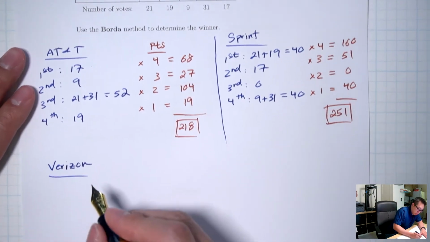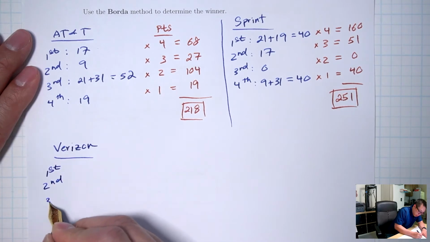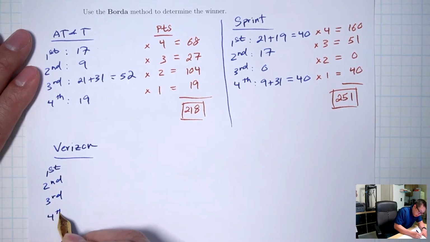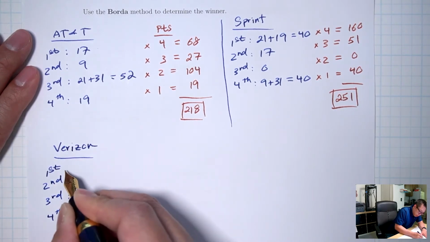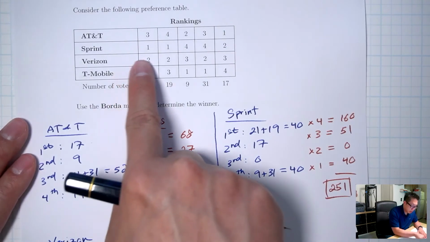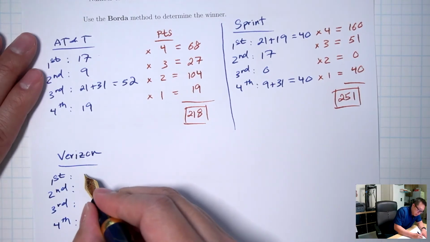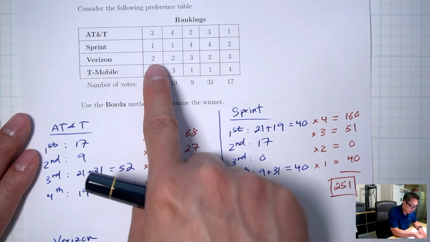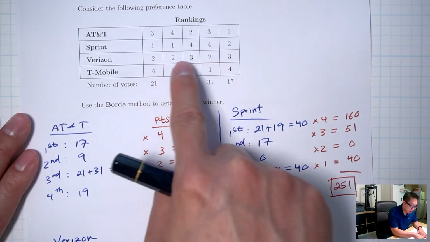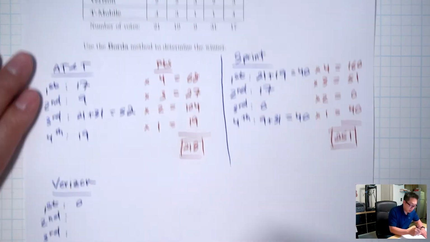Verizon, first, second, third, fourth. How many first place votes did Verizon get? I don't see any ones, so none. How many second place votes? I see 3 twos, so all 3 of those people, so 21 plus 19 plus 31.